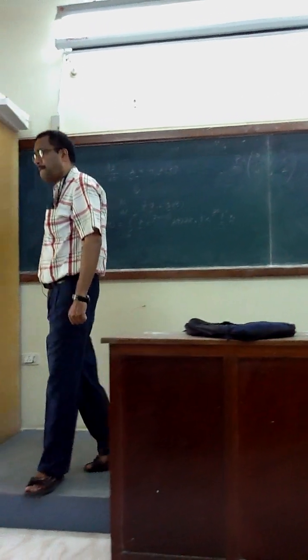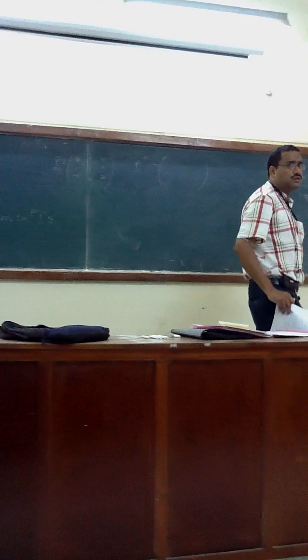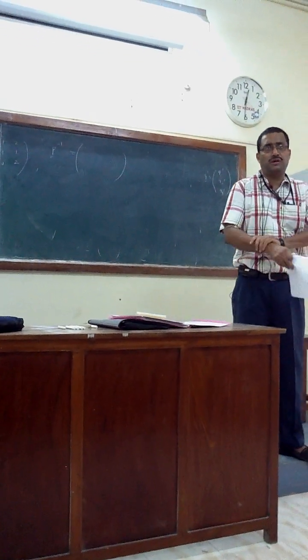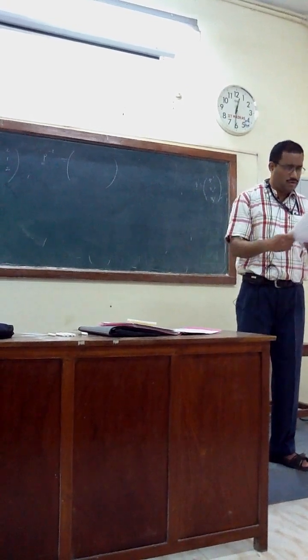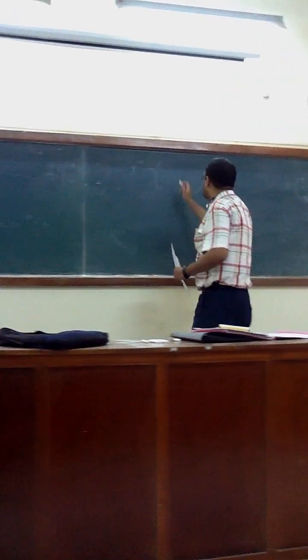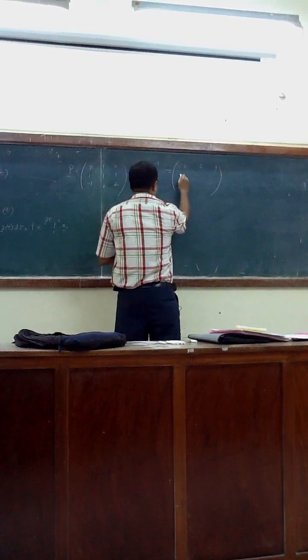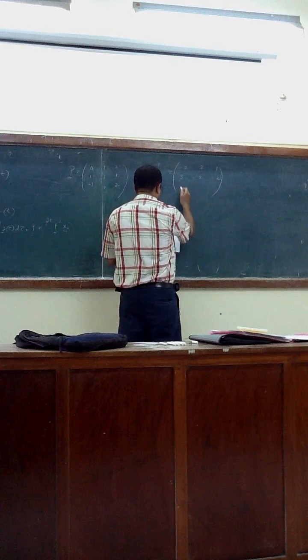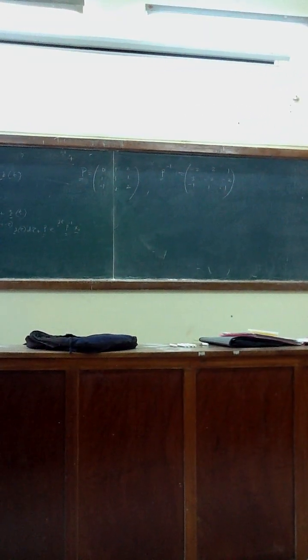P inverse. So getting something from you is very difficult, it seems. Getting some answer from you is very difficult. What happened? So first row, how much you got? Minus 2. Second row? 3 minus 1. Third row? Minus 1, 1. How do you do it? What is the formula you use?